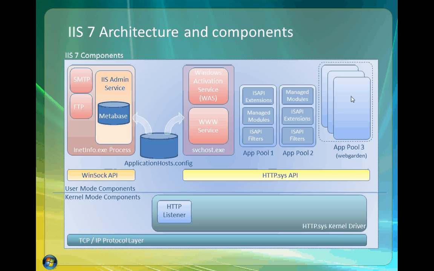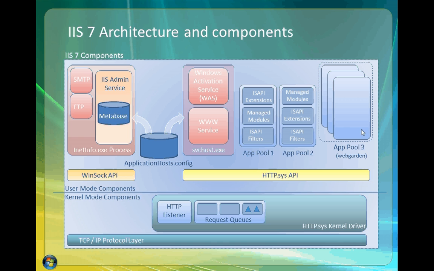But for now, let's look at how request processing is done through all of the architecture components on the diagram. First of all, a request comes in through the TCP/IP protocol layer, and the HTTP listener will validate that the request is actually a valid request. It will then place it into one of the kernel request queues, which corresponds to an application pool. So here we have a request queue corresponding to app pool 1, app pool 2, app pool 3, and so on.